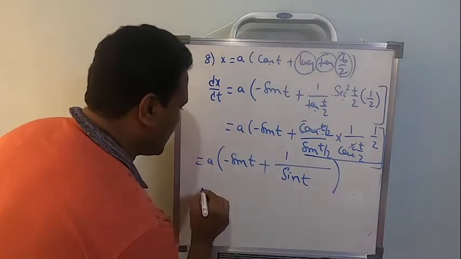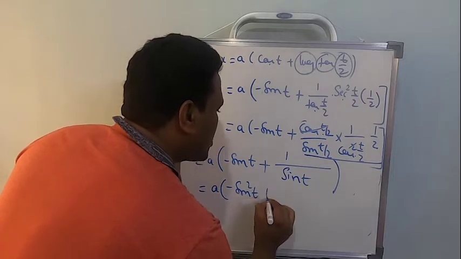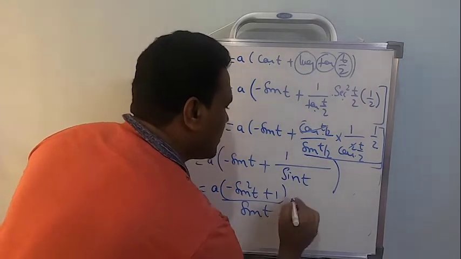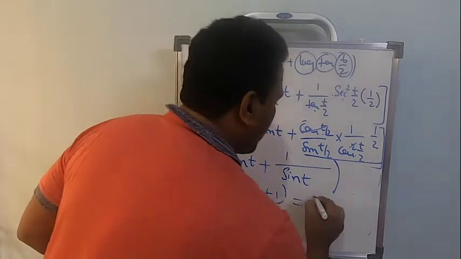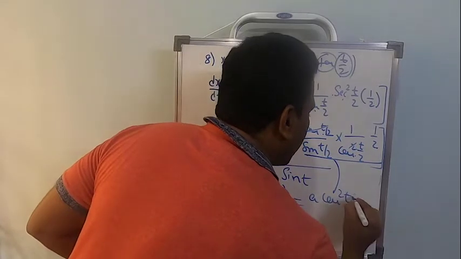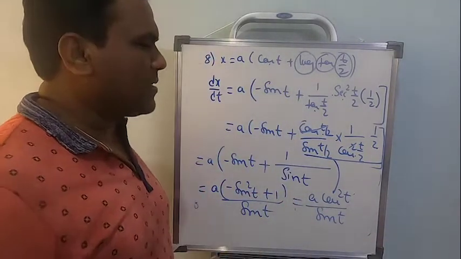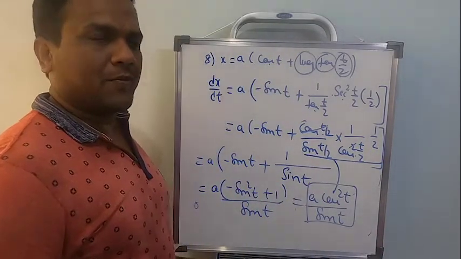Now we will take LCM here. So a into, on taking LCM, minus sin square t plus 1 by sin t. What is 1 minus sin square? 1 minus sin square will be cos square. So a into cos square t by sin t. Can be simplified, but for the time being, let's retain this. So students, remember, this is the value of dx by dt.